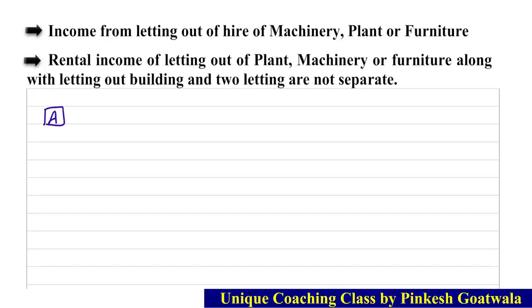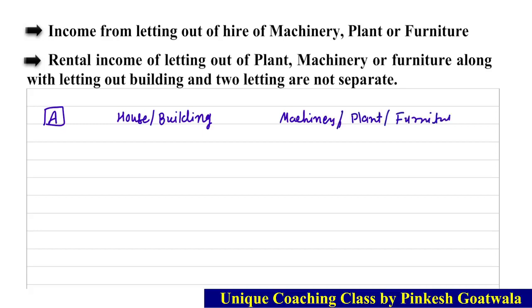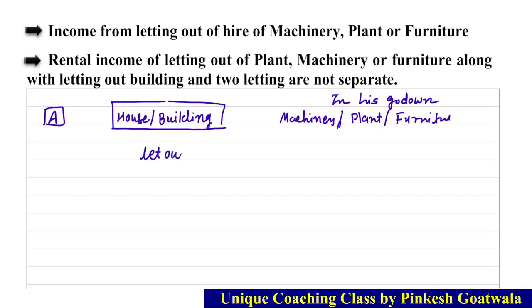Suppose A has one house, one building, and he has some machinery or plant or furniture. These are all in his godown. Now he gives this house or building as rent, as a let out, so he received rent on this. Also in his godown there is machinery, plant, furniture, etc. So he also lets out this plant, machinery, furniture, and he received rent on this. So it is the income of A, also it is the income of A.